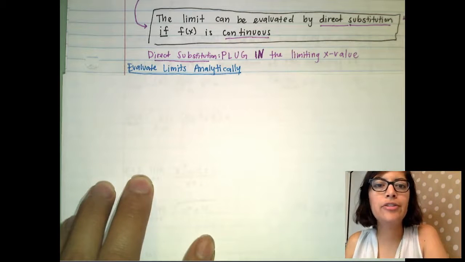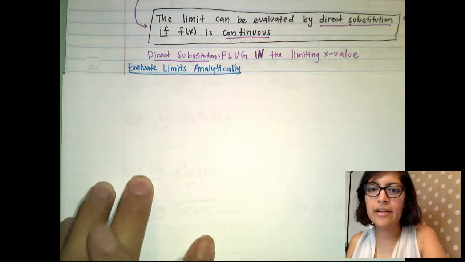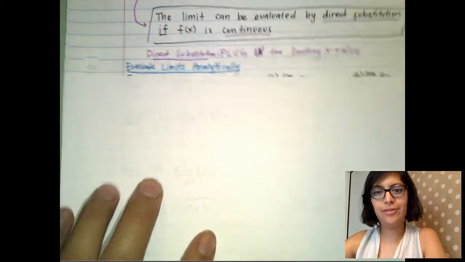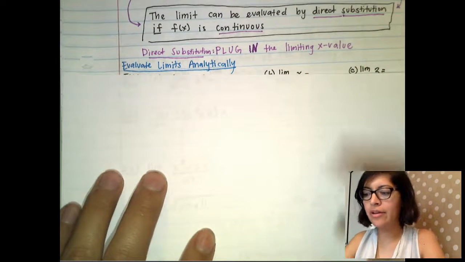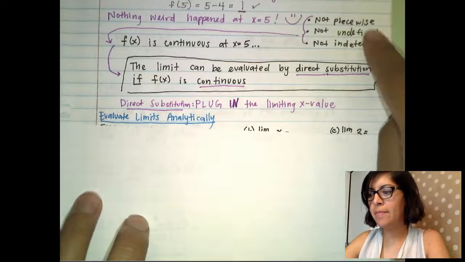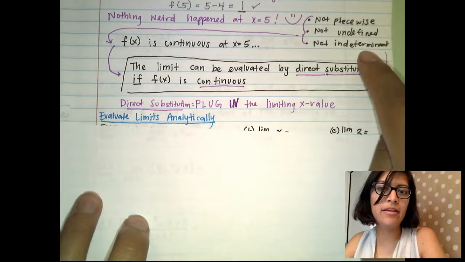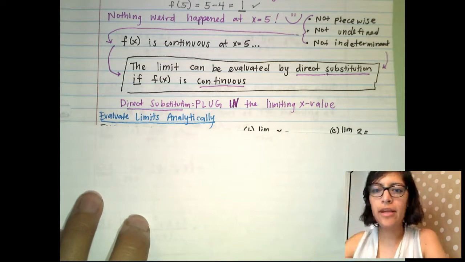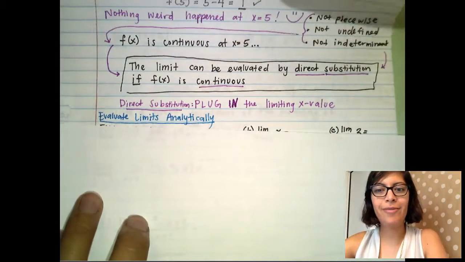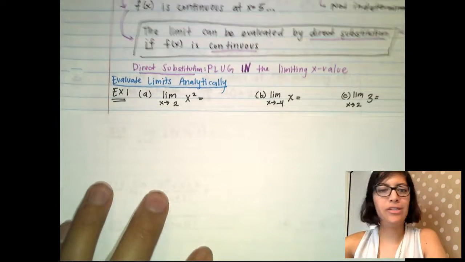Alright, so now we're going to actually evaluate limits analytically. This is actually very simple as long as nothing weird happens. As long as, again, none of these things happen. It's not piecewise, it's not undefined, it's not indeterminate. As long as everything is right with the math world, you can just plug it in.